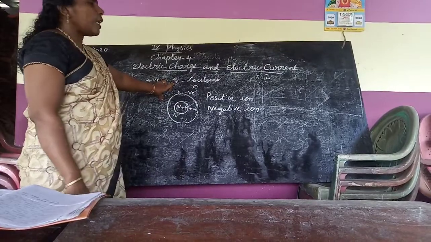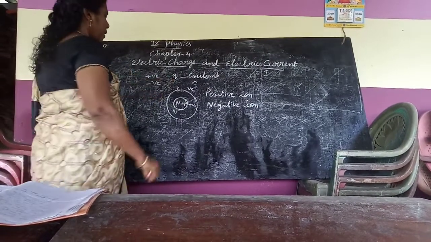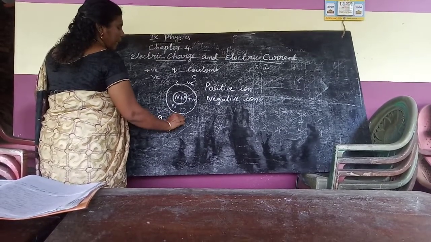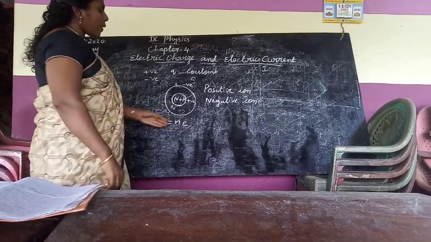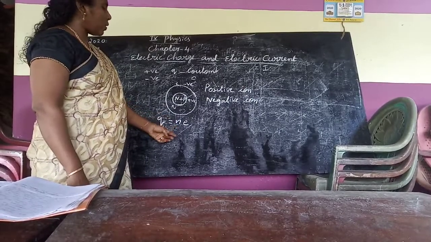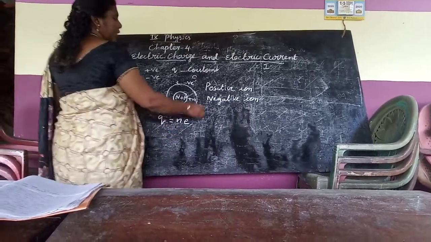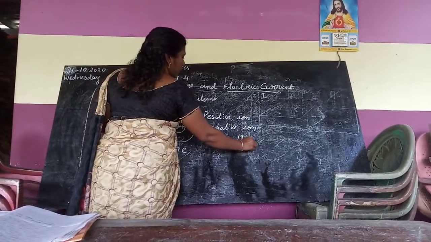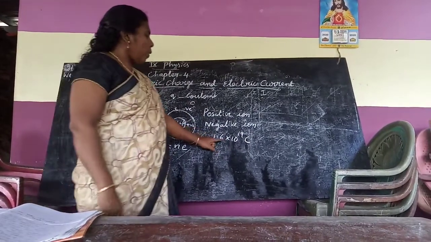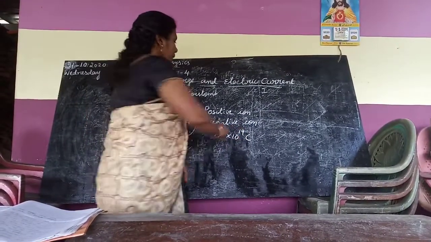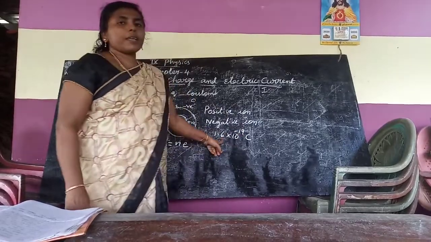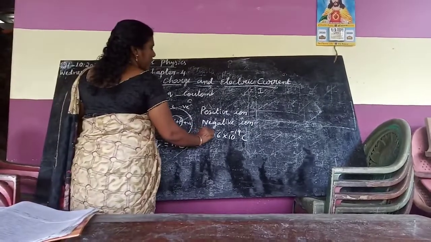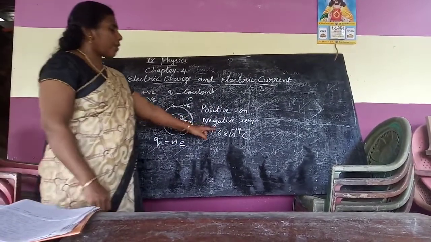Now, we can learn the formula for electric charge. The formula: Q equal to N E. Q means electric charge. N means the number of electrons, a whole number. E is the electron value, 1.6 into 10 power minus 19 coulomb. What is the value of one electron? 1.6 into 10 power minus 19 coulomb.